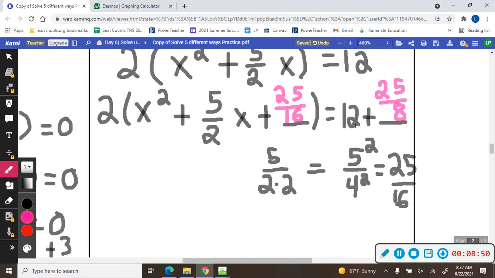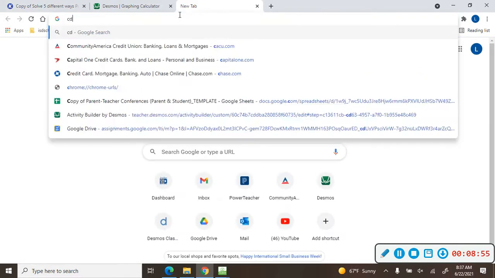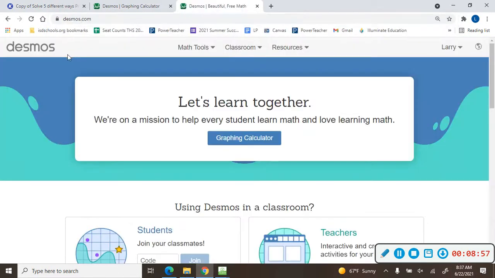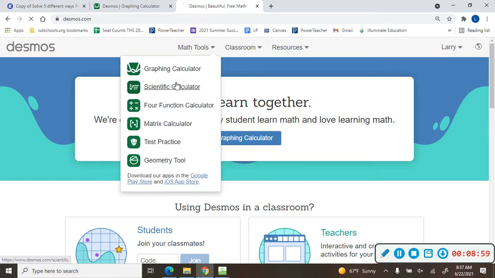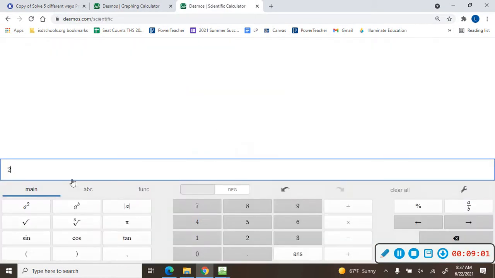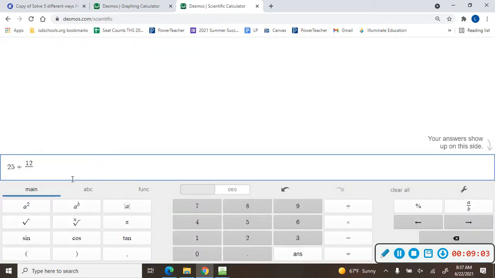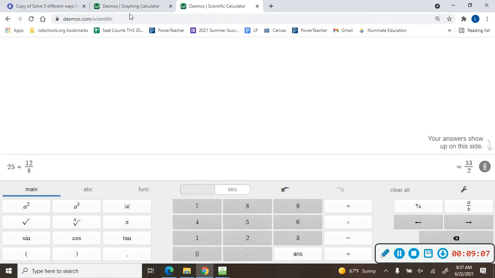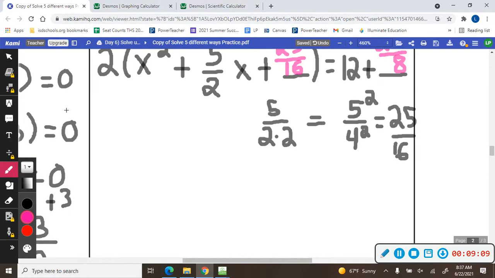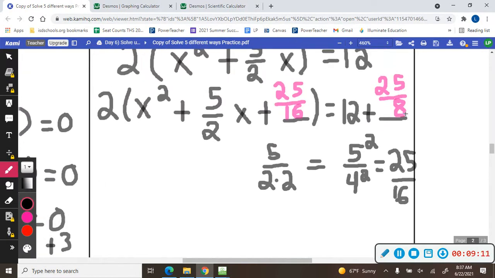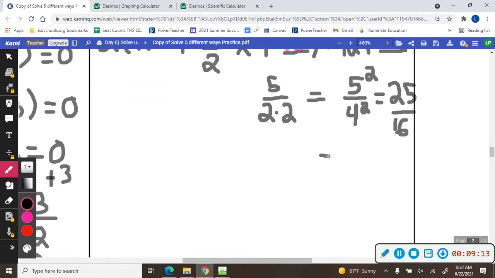Now, we can punch this in my calculator. What's 12 plus 25 over 8? 25 plus 12 divided by 8. What's the fraction? 53 over 2. So this part over here becomes 53 over 2.